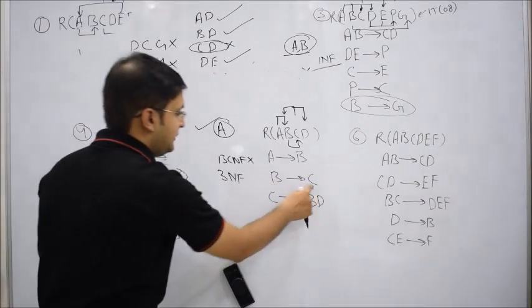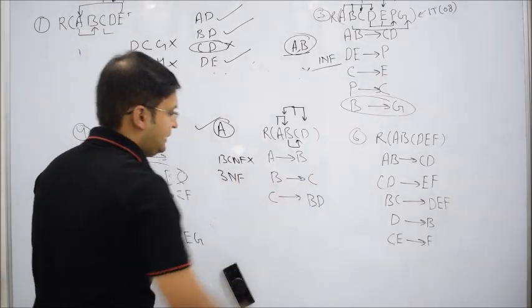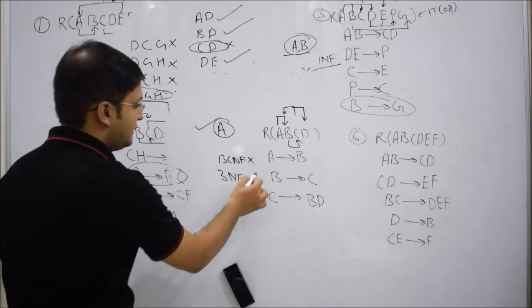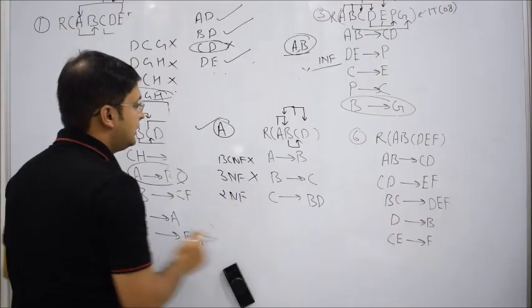Then next you have what? B to C. Now B is not a candidate key, and C is also not a prime attribute, hence it is also not in third normal form. Now let me check what? The second normal form. Now let me check for what?